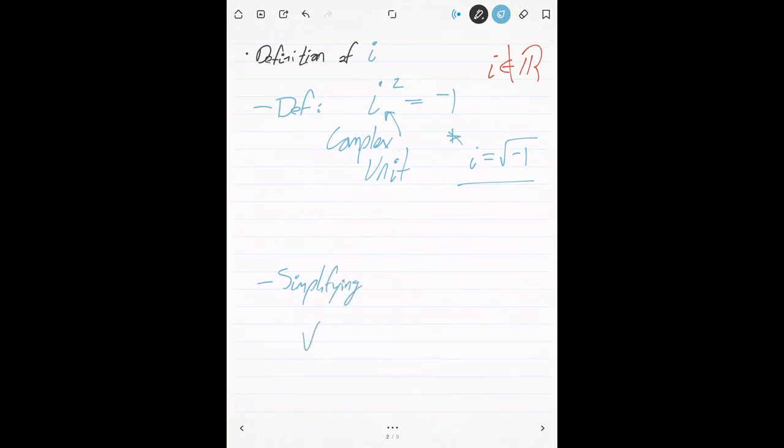If we have the square root of -b for some b greater than 0, so let's say you have some positive number and you've made it negative, remember that this is the square root of -1 times the square root of b, which itself is i times root b. This is going to be the general formula we use anytime we simplify radical expressions that have a negative in the radicand. This is key.